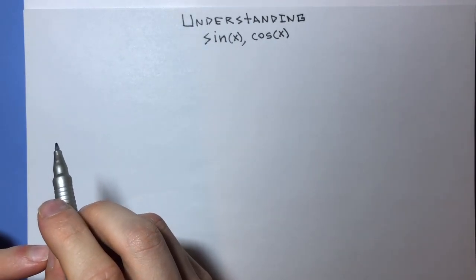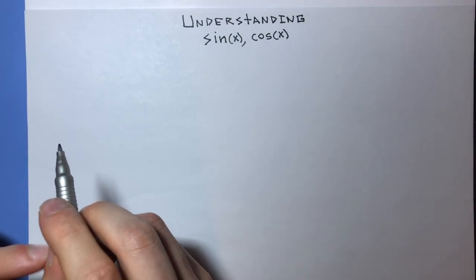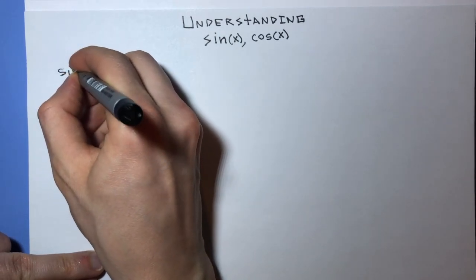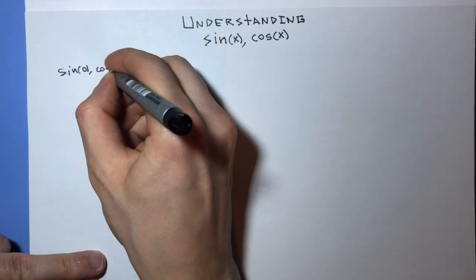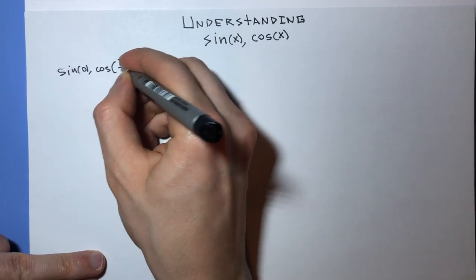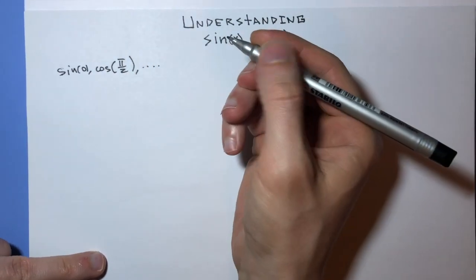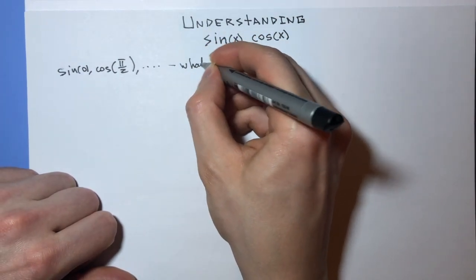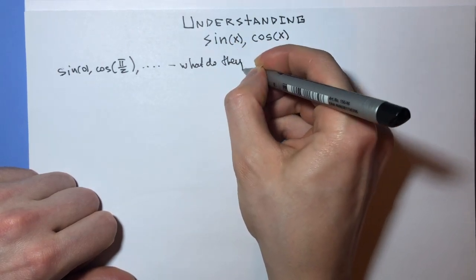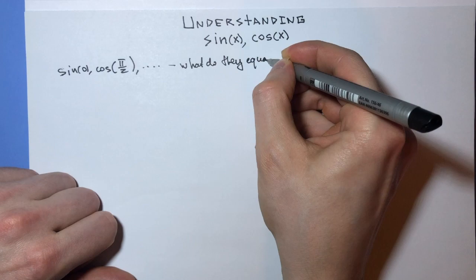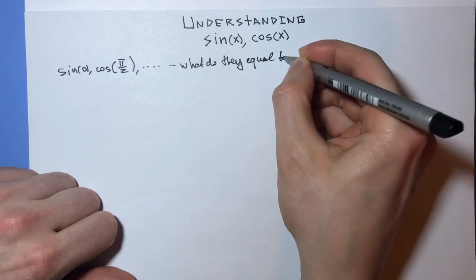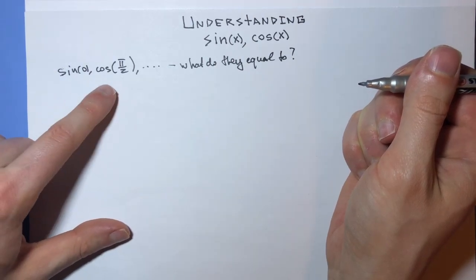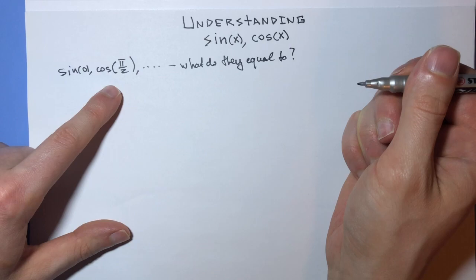When you solve mathematical problems, it is inevitable that you encounter things like sine of 0, cosine of pi over 2, and so on. And you always stop and wonder, what do they equal to? I mean, sine and cosine are very similar functions, and it's rather easy to forget these values.